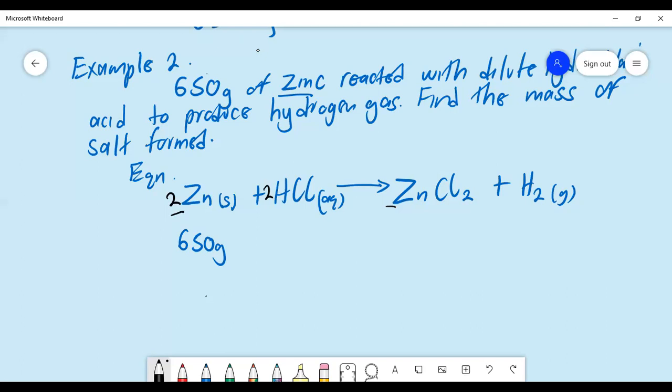So if I remove this 2 here, it is going to balance. Have you seen it? Because they are now 1, 1. Hydrogen, there are 2, these are 2. Cl, there are 2, and these are 2. I think that means now the mole ratio is going to change.